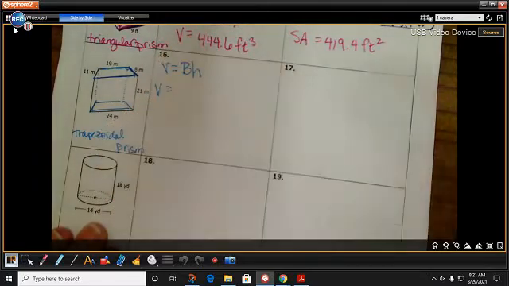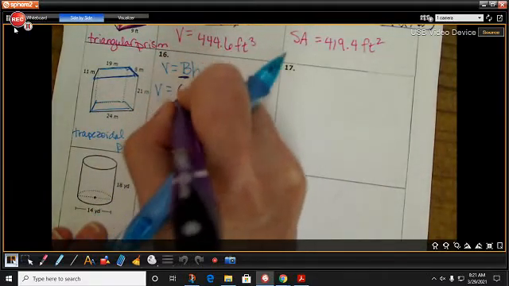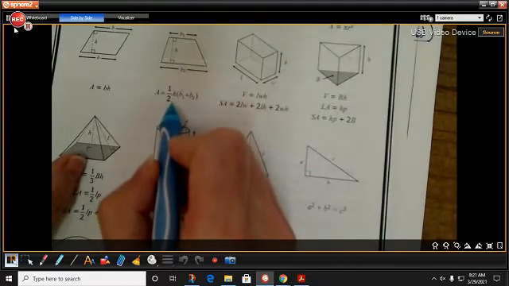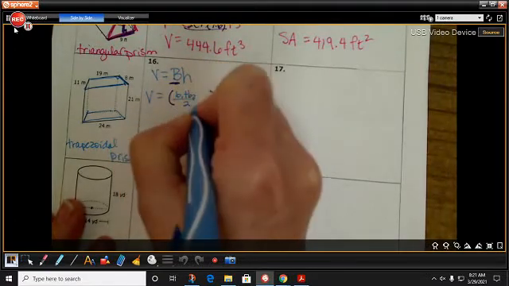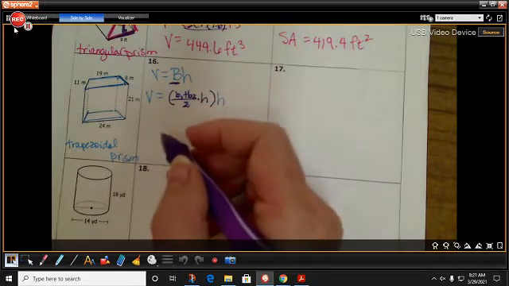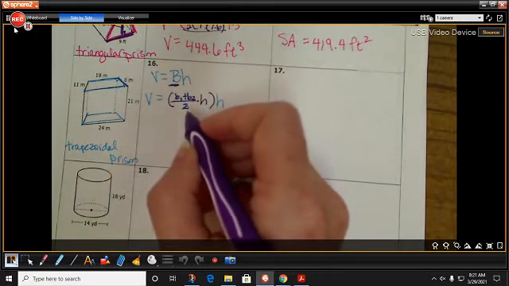prism here. To find the volume then, it's still going to be the area of the base times the height. But now I need to use the area of the base formula for a trapezoid. And for a trapezoid, you can either use the formula the way it's written on your formula chart, or you can do base 1 plus base 2, added together and divided by 2. And then that times the height of your trapezoid. On the formula chart, it just has the 1/2 pulled out to the side instead of being in here.